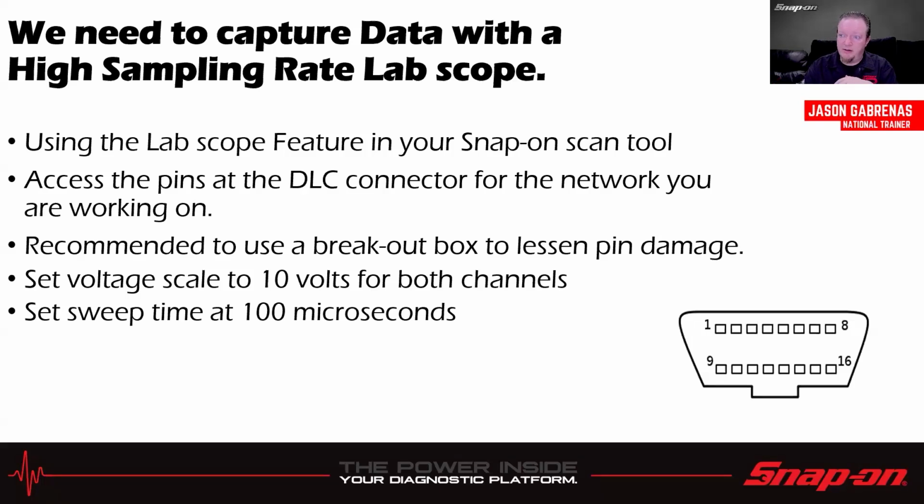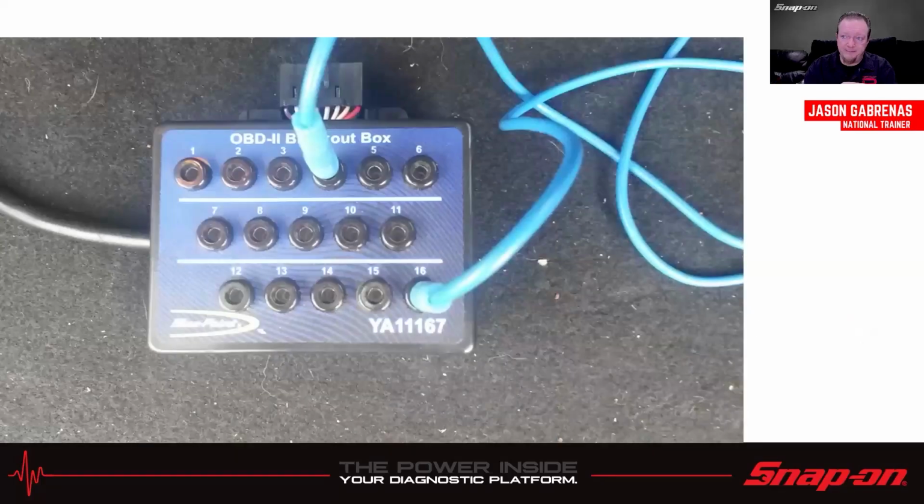Set the sweep time at 100 microseconds, and we'll see what we get. Here's one example of a breakout box. There are many different breakout boxes out there by many different manufacturers. This is our Blue Point one, the YA11167. It plugs into the DLC. It's got a short cable, and a DLC on the other side to plug in your scan tool. And then this is 16 pins to match the 16 pins on the DLC. And then you would just tap in there, whatever signal you wanted to read into your scope.